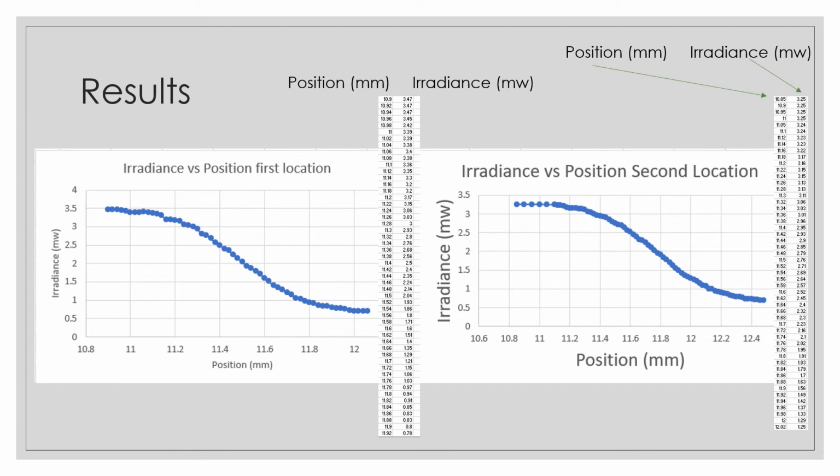So these are the results for the part that was not using the lens. These two graphs were made from the data and show the radiance versus the position for the first location and the second location on both sides of the Rayleigh range.